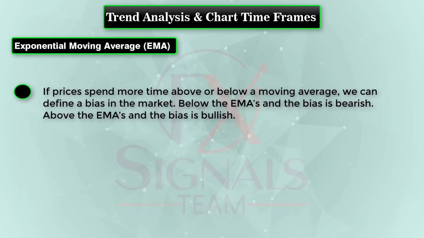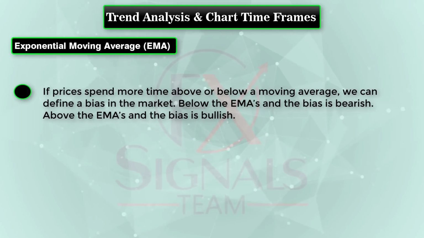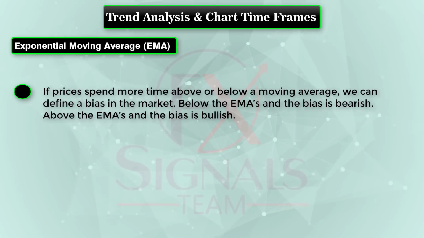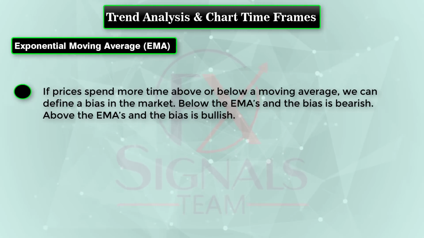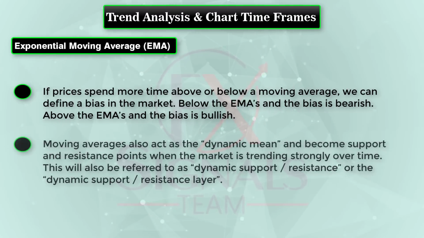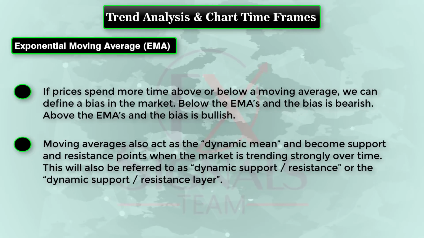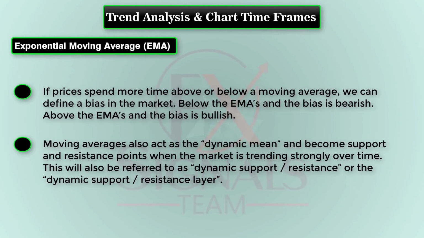If prices spend more time above or below a moving average, we can define a bias in the market. Below the EMAs and the bias is bearish. Above the EMAs and the bias is bullish. Moving averages also act as the dynamic mean and become support and resistance points when the market is trending strongly over time. This will also be referred to as the dynamic support or resistance layer.